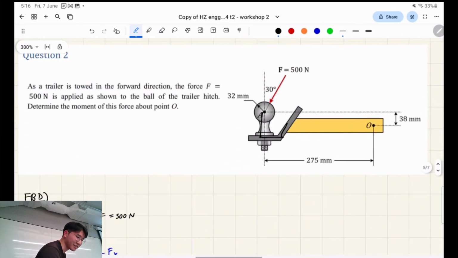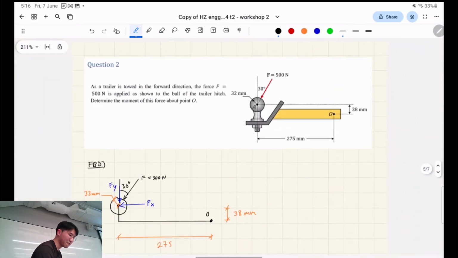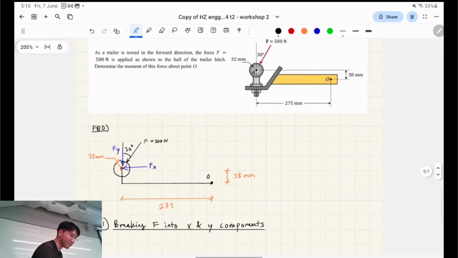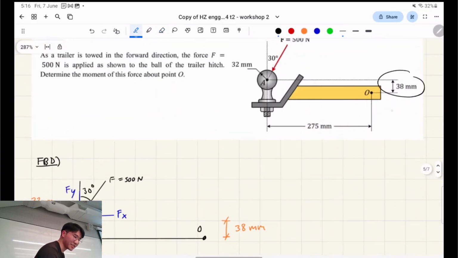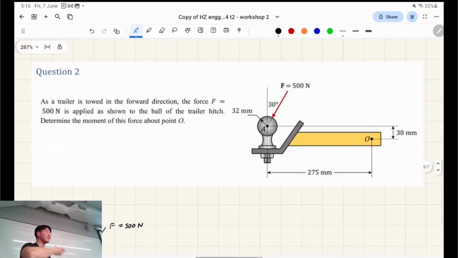Basically, obviously it goes down and all that stuff, but all we really care about is the fact that it's all rigidly connected, and this distance here and this distance here. So where the force is applied, and relative to point O. That's all the question really calls for.